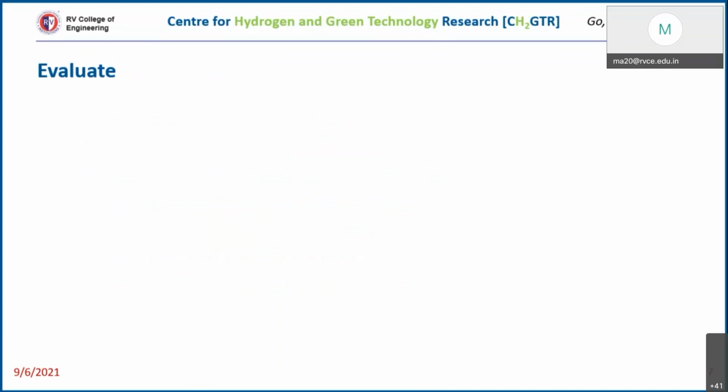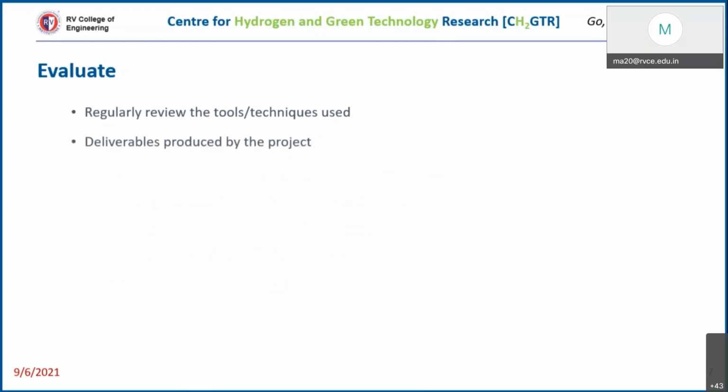So finally, evaluation. So regularly review the tools and techniques that you used. That means you check the methodology that you had planned for, and if there is any change, you need to keep track of it. And at the end of the project, in order to say that the project is completed, you should evaluate the deliverables. So what were the deliverables that you initially planned, and what is it that you have now? Is it acceptable?